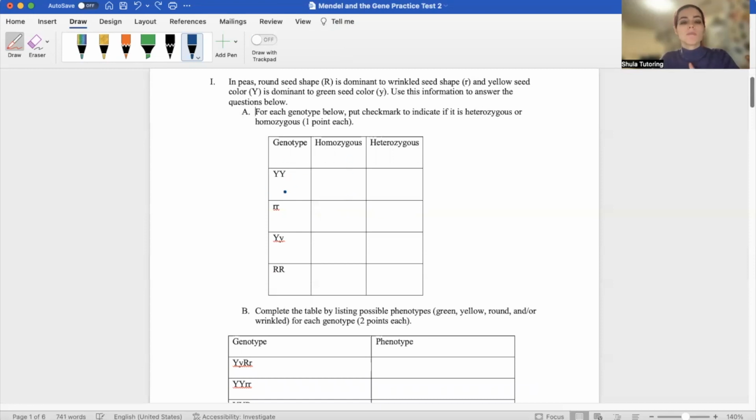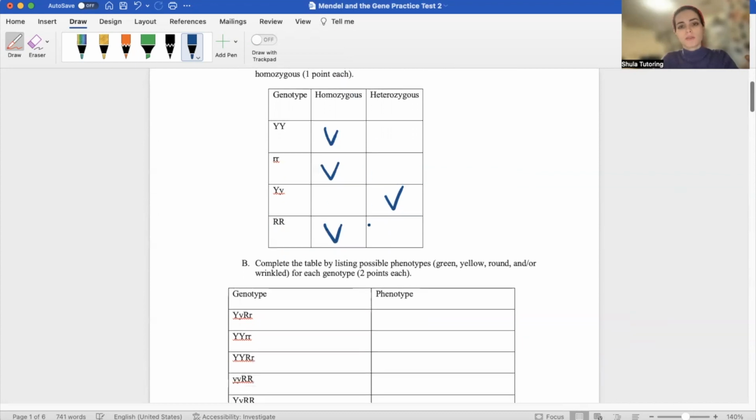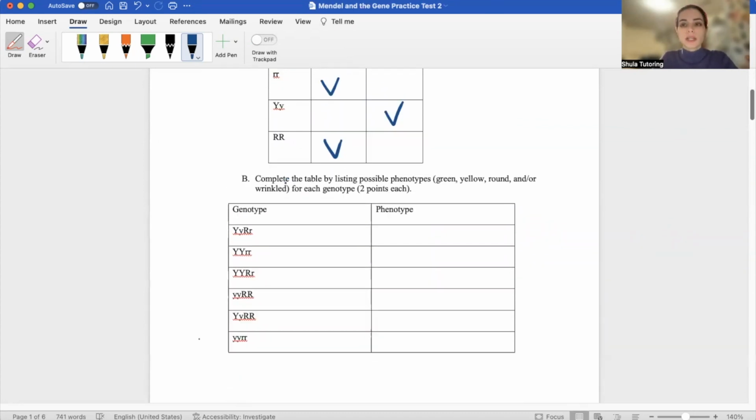So homozygous means that you have two copies of the same allele. Here we have two copies of the dominant allele, so this is a homozygous genotype. Here we have two copies of the recessive allele, so this is homozygous as well. Here we have one dominant and one recessive allele, so this is heterozygous, and this is two copies of the dominant allele, so that would be homozygous. This question is 1 point each, so give yourself the points that you earned. Let's go to the next question.